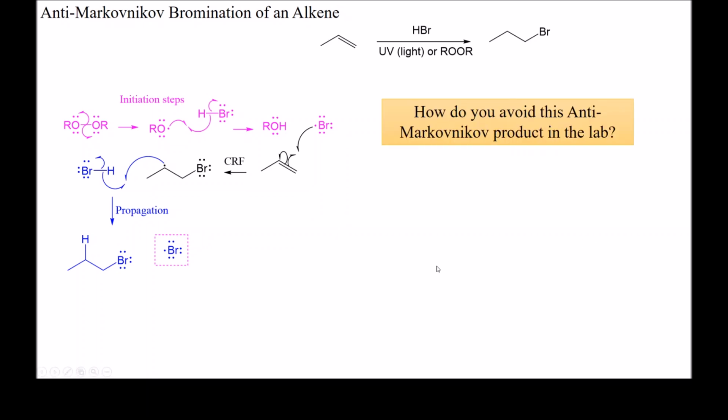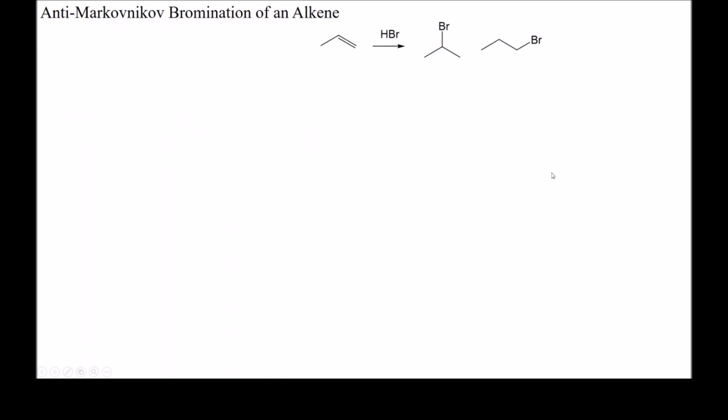How do you avoid this anti-Markovnikov product in the laboratory? So what if we don't want this one right here, and instead, let's go back quite a ways, and what if this is the only product we want? Well, it was oxygen that was making a little bit of this, and peroxides that were making a lot of it. So, well, don't add peroxides. That's the obvious answer of how to only get the Markovnikov product. And then the second answer is don't add oxygen.